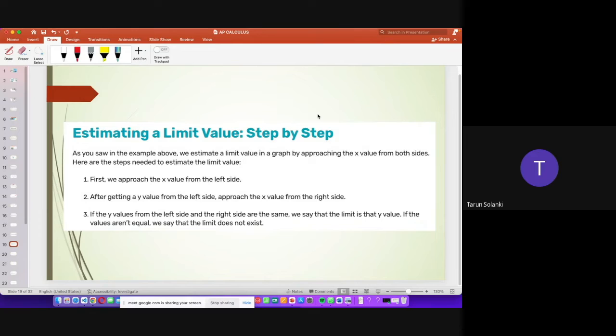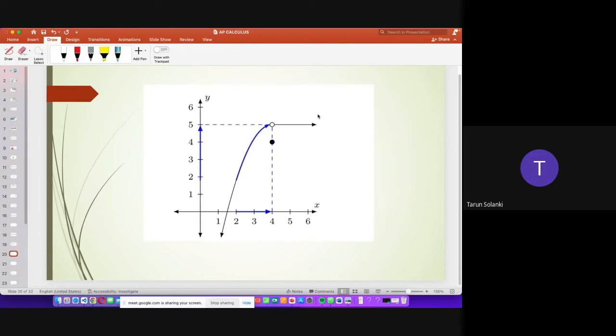And third, if the y value from the left side and the right side are the same, we say that the limit is that y value. And if the y values aren't equal, we say that the limit does not exist, right? So this is the given example for that. Okay, so like how values are approaching in the graph, right?